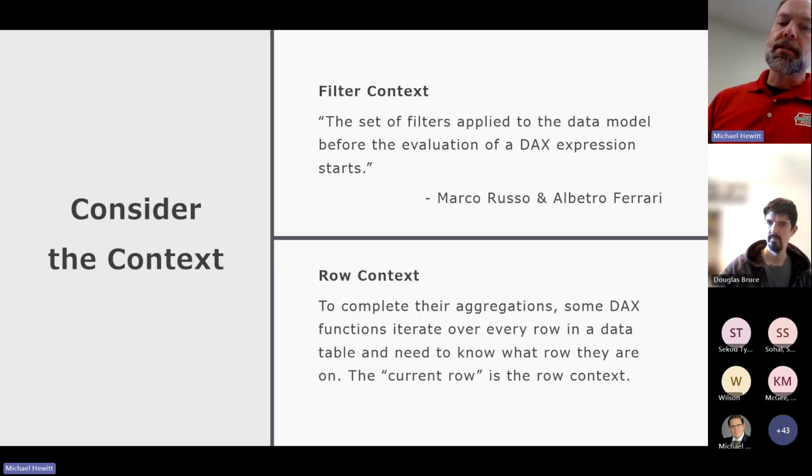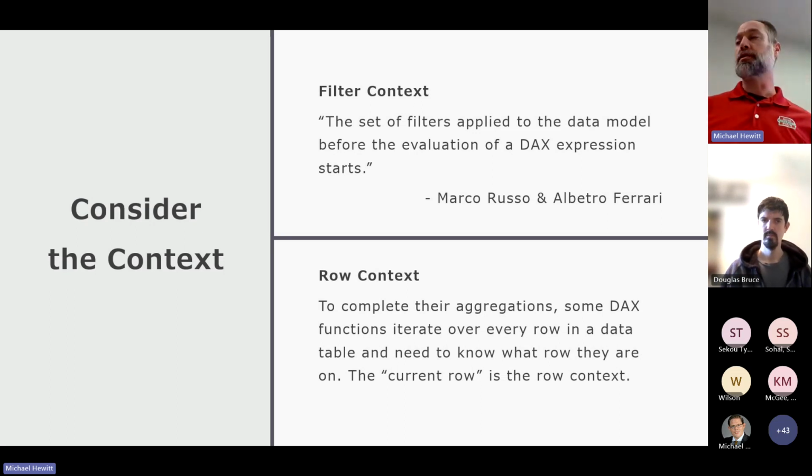The other type of context that we need to consider is a row context. Okay, so in a row context, and we'll be able to look at this one as well, some of the DAX functions that we have available actually go through a table of data row by row and complete their aggregation for each row of the table.